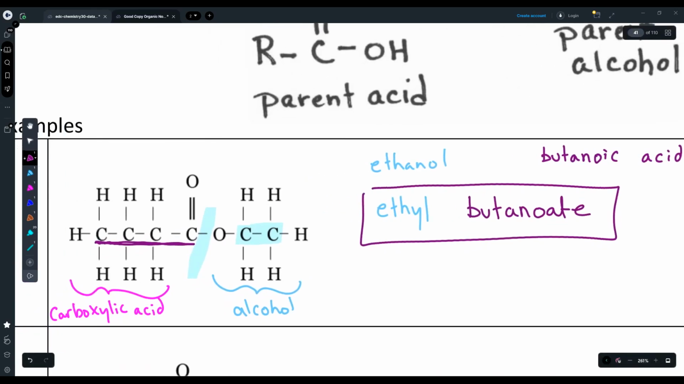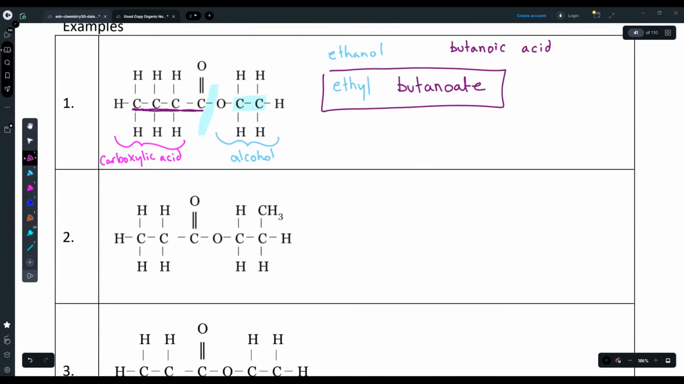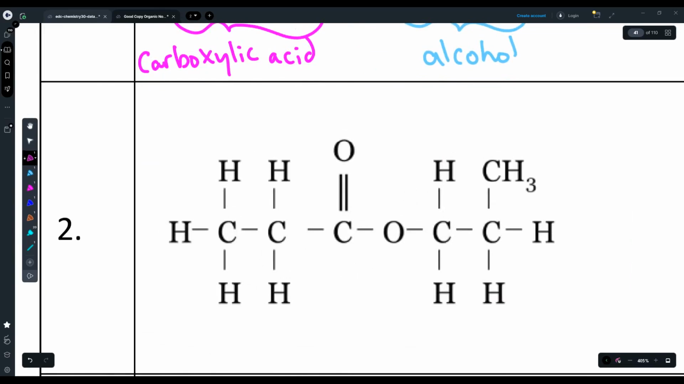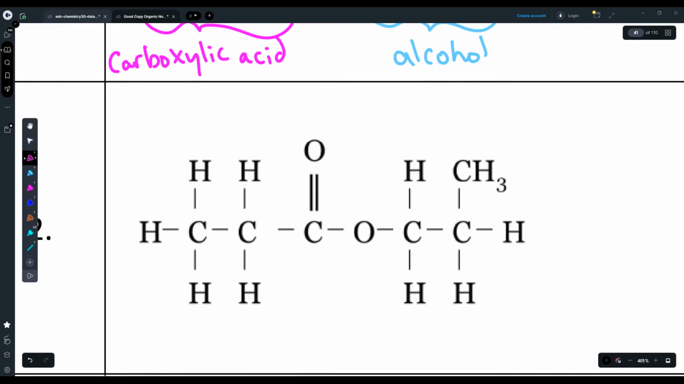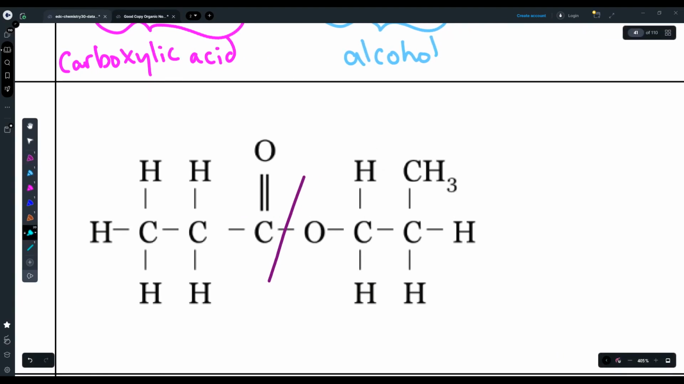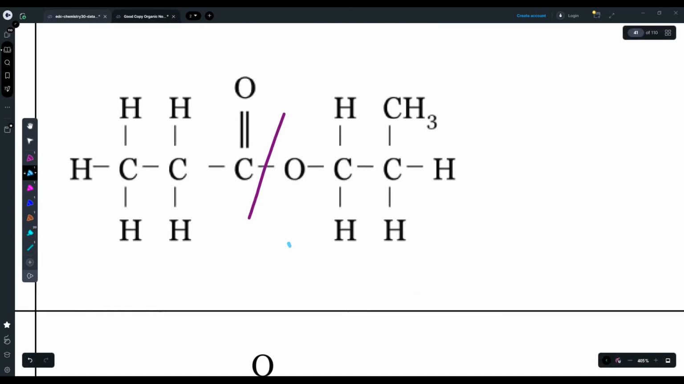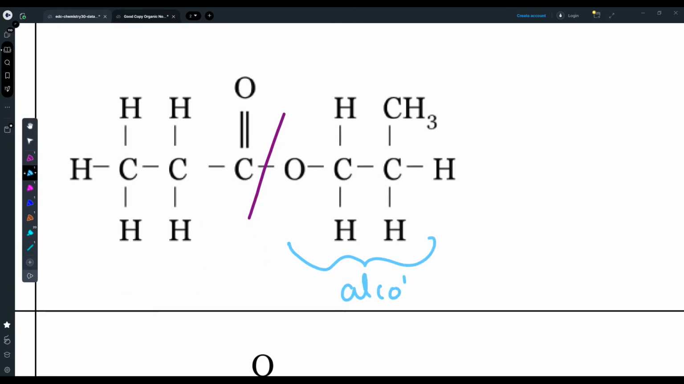Okay, so this ester is named ethyl butanoate. Moving on to the next example, again, let's just figure out where our breakpoint is, and I'm just gonna say right there. Okay, so now let's look at the alcohol part. So I'm just gonna label this alcohol. Why? Because this is the part that had a single bond between carbon and oxygen.